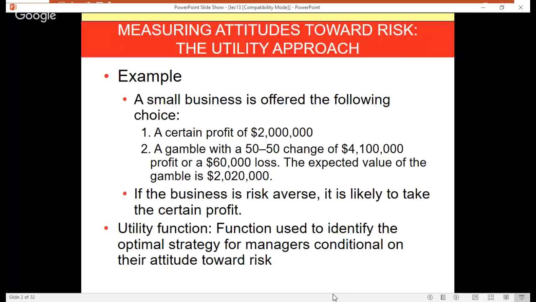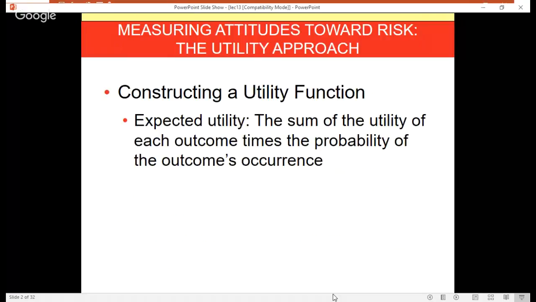So my utility function is a function used to identify the optimal strategy for managers conditional on risk. That definition is a little complex for what we're actually doing. But basically, our utility depends on wealth, and here I have two outcomes of wealth, and I can compare the two within my utility function. So we're going to construct the utility function.